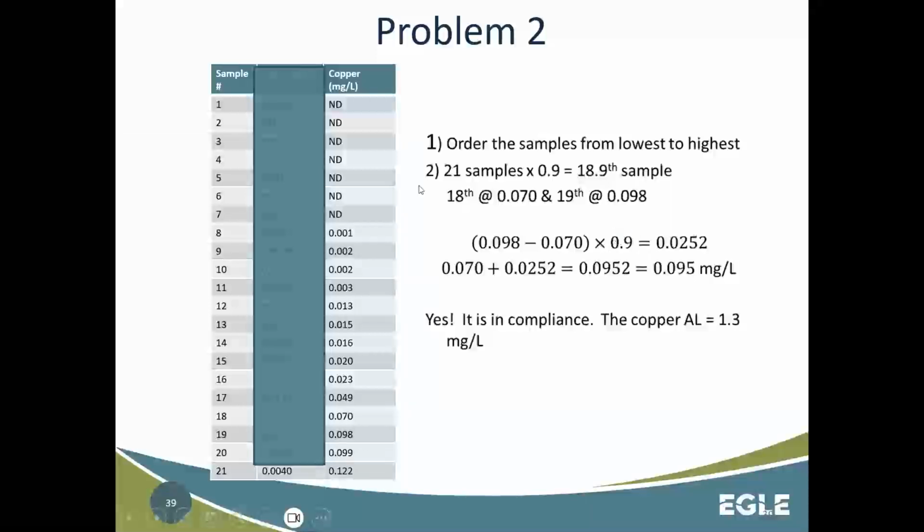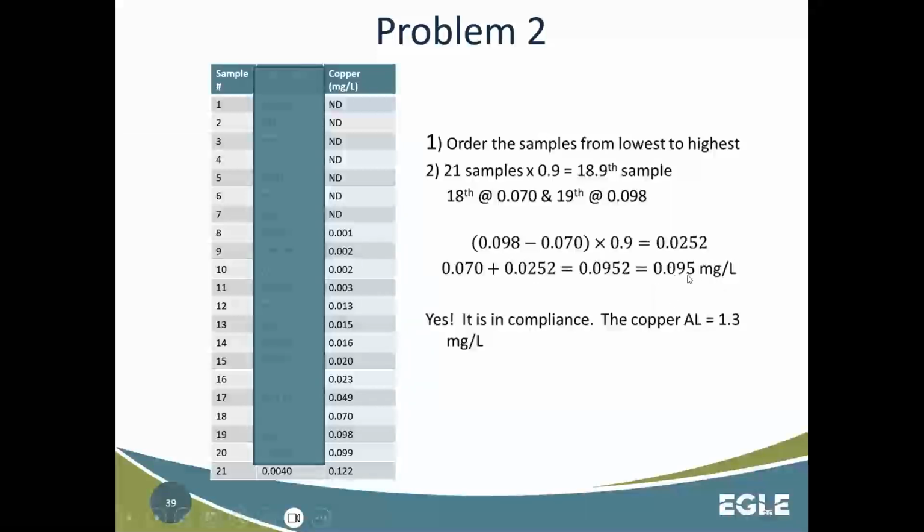Okay, this could be different. It doesn't have to be 0.9 here because it's a 90th percentile. It could be 0.5 depending on how many samples you have, right? Okay, so I just want to clarify that 0.9 is not based on the 90th. It's based on whatever this result here is. Okay, that 18.9th sample. You're going to take that 0.9 of the difference between these two, and then you're going to add it to that lower value. So it's going to be somewhere between that 70 and that 98, right?